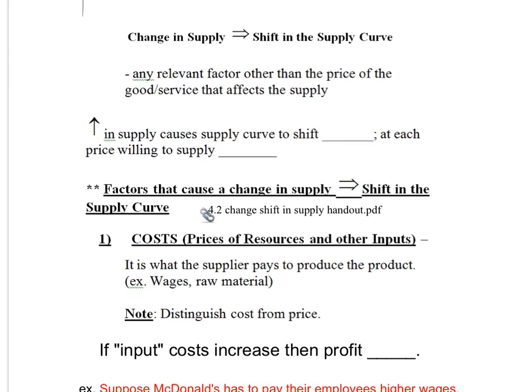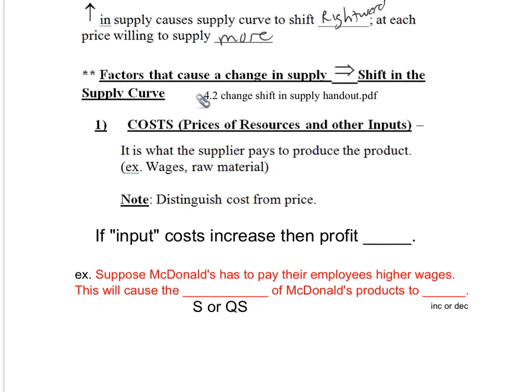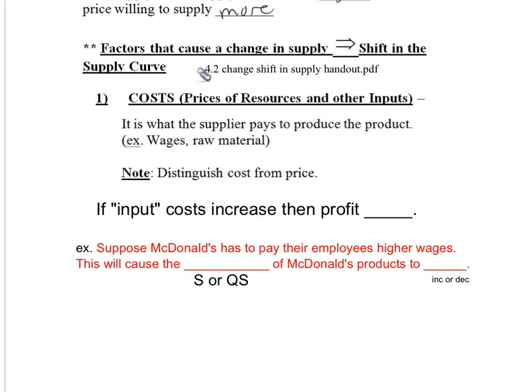So once again, a change in supply is synonymous with saying a shift in the supply curve. It's any relevant factor other than the price of that good that affects the supply. An increase in supply causes the curve to shift rightward, and therefore at each price they're willing to supply more than they did before. There are 5 factors that cause a shift in the supply curve. A little different but similar to demand.